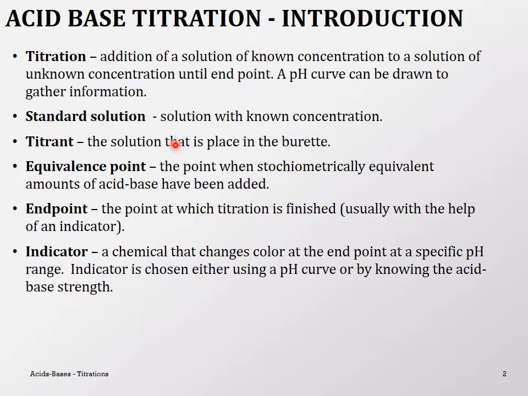Then a standard solution is a solution with the known concentration, because you have to have at least one that you know the concentration of. Titrant is a solution that is placed in the burette. The unknown then is placed in the Erlenmeyer flask. You can have it the other way also, okay? It doesn't matter. The titrant is in the burette. Whether you know the concentration of the one in the burette or the flask, it doesn't matter.